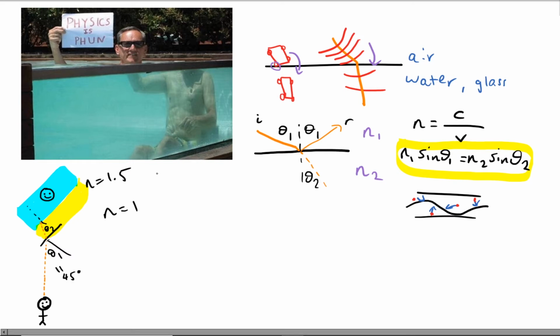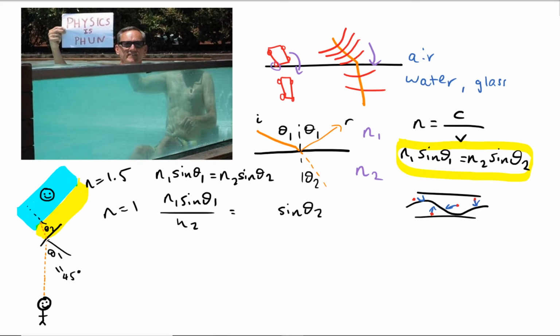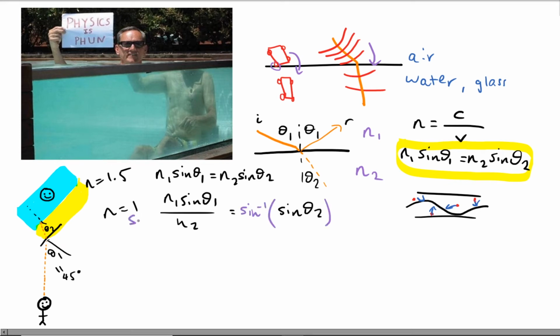So our governing equation is this: N1 sine θ1 is N2 sine θ2. And since we're solving for θ2, I'm going to work from the outside in and divide both sides by N2. N1 sine θ1 over N2 equals sine θ2. And what's the opposite of sine of θ? Well, it's sine inverse. And what I do to one side, I have to do to both sides.